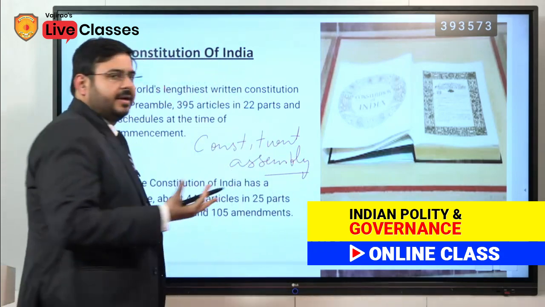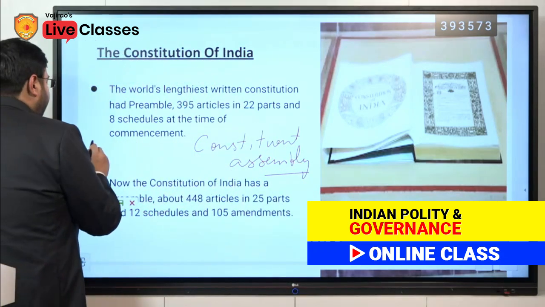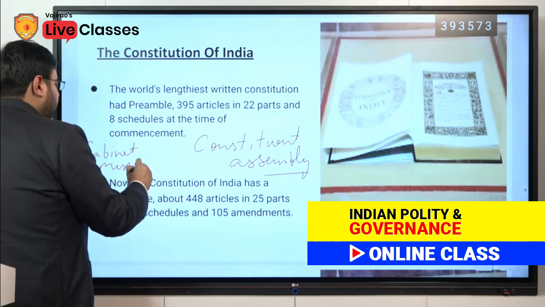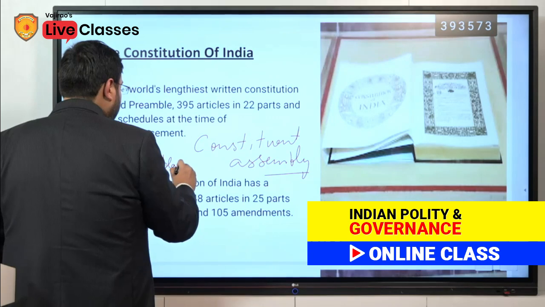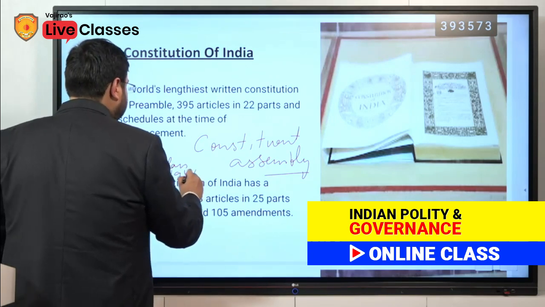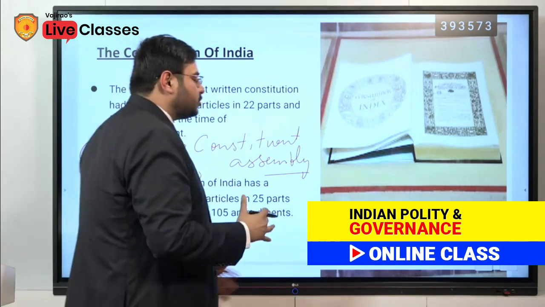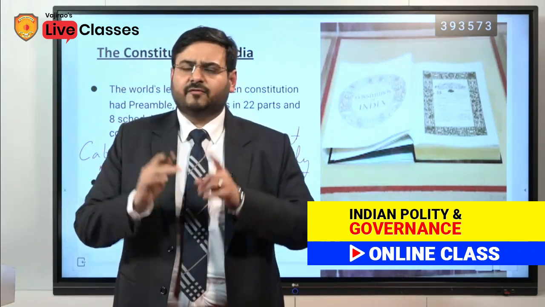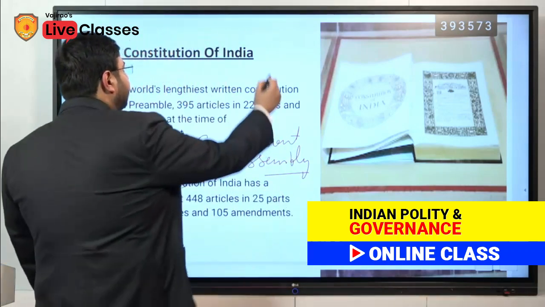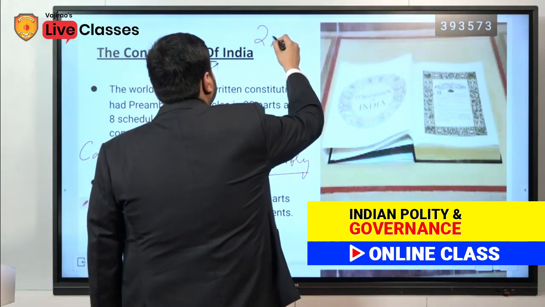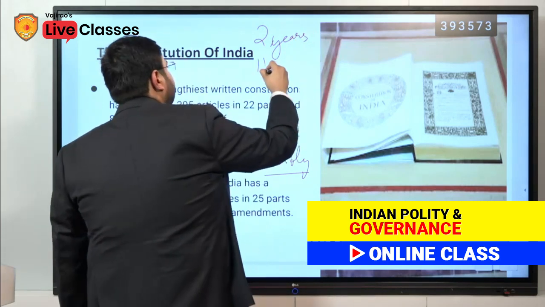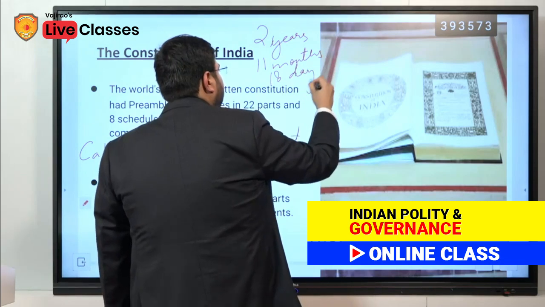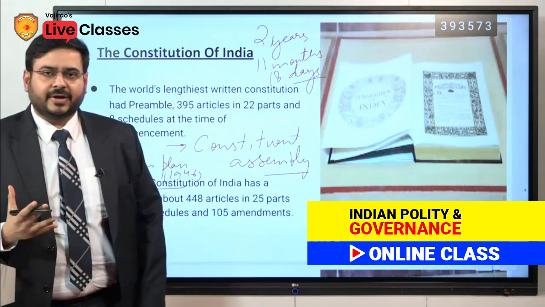The Constituent Assembly was set up on the recommendation of the Cabinet Mission Plan. This plan in the year 1946 provided for the Constituent Assembly, which, after a hard work of 2 years, 11 months and 18 days, gave us this Constitution of India.